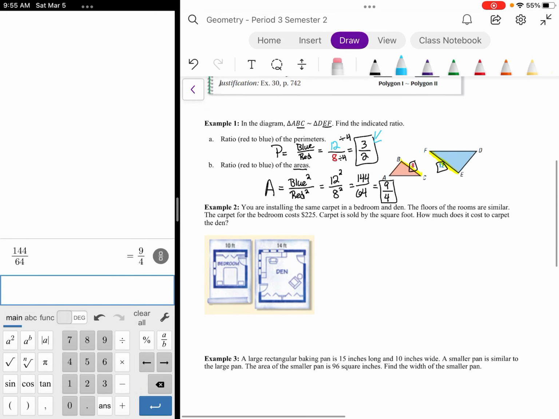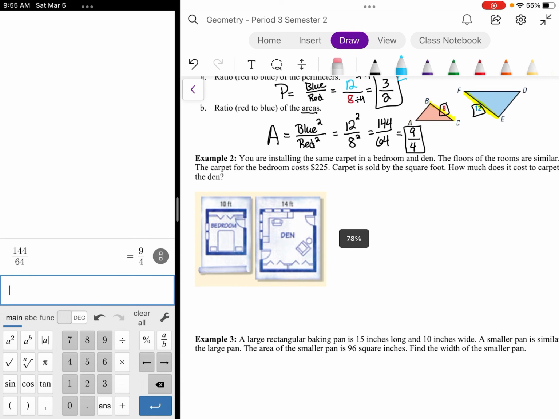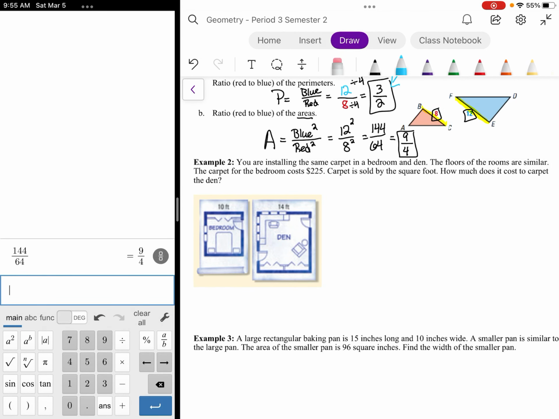All right, let's do another example. We are installing the same carpet in a bedroom and den. The floors of the rooms are similar. The carpet of the bedroom costs $225. Carpet is sold by the square foot. How much does it cost to carpet the den?